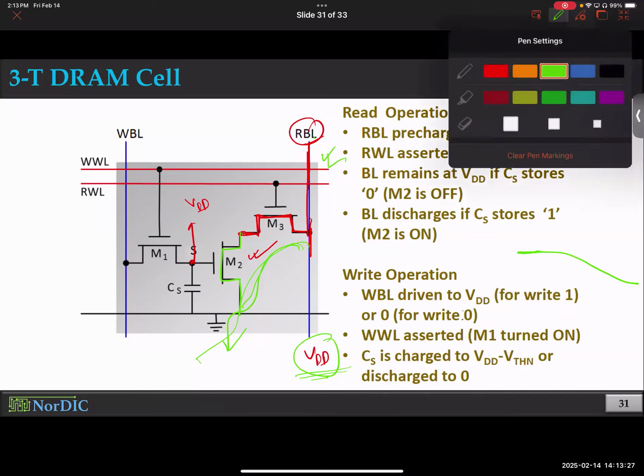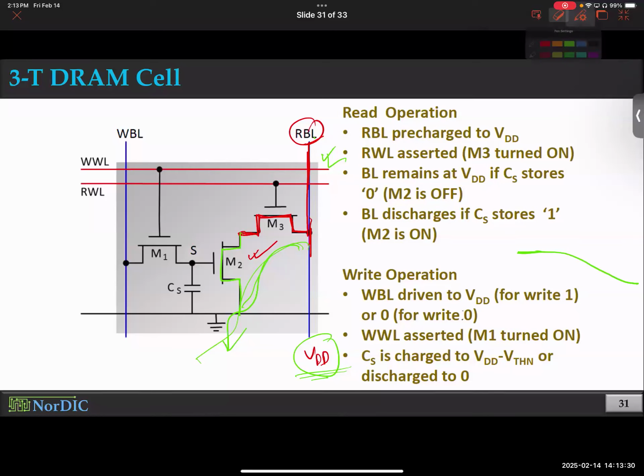But now, if this storage node was 0, then this transistor will be off. And then even when you pre-charge this to VDD, there will not be any discharge path. So it will stay at VDD. So when you read, if you see your bit line discharging, that means the storage node was storing 1. Does that make sense? If you see your bit line is just intact, nothing changes, it was storing 0. That's how you indirectly figure out what the storage node is storing without directly tampering with the storage node.